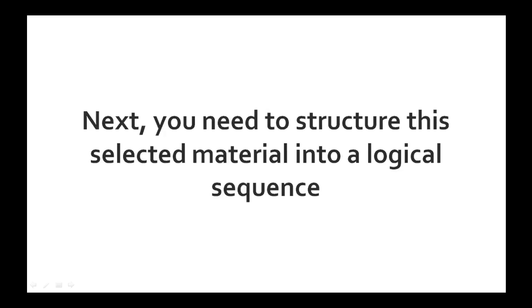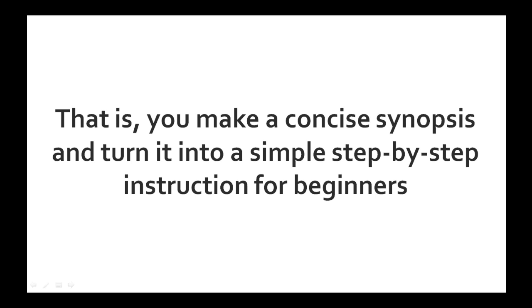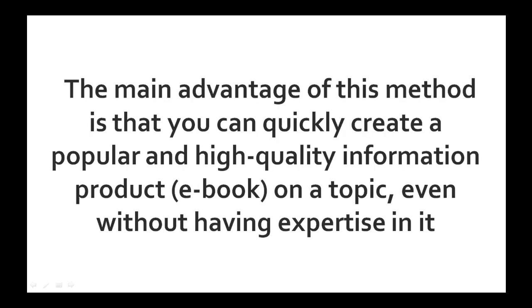Next, you need to structure this selected material into a logical sequence and present it in such a way as if you are telling this material to a child and your task is to make him understand it. That is, you make a concise synopsis and turn it into a simple step-by-step instruction for beginners. Thus, from a large amount of complex information, you create a simple ebook that even a child can understand. The main advantage of this method is that you can quickly create a popular and high-quality information product ebook on a topic even without having expertise in it.